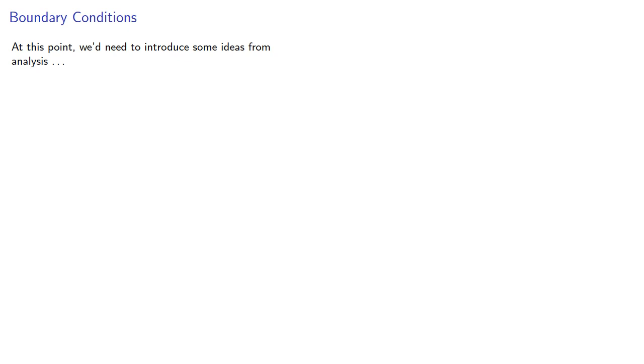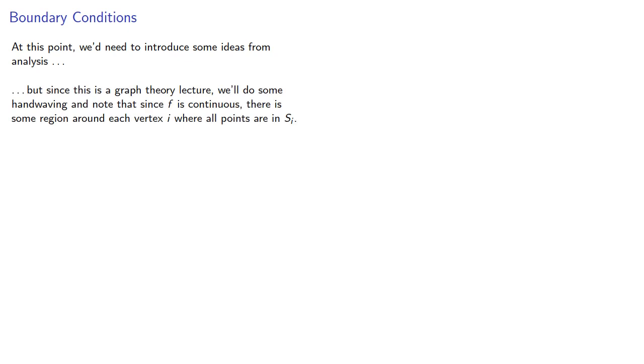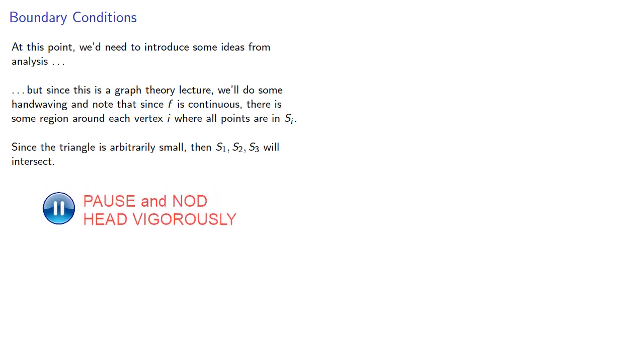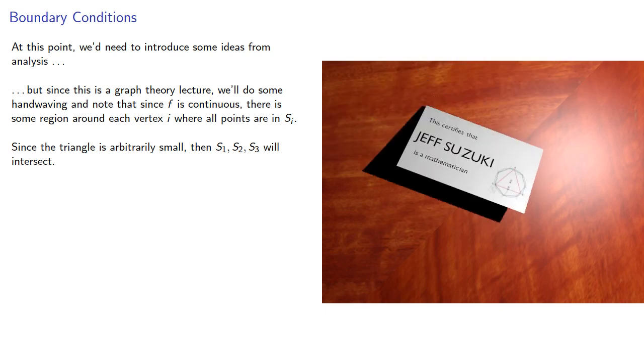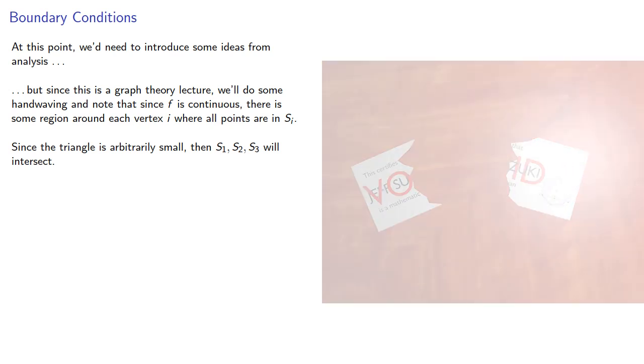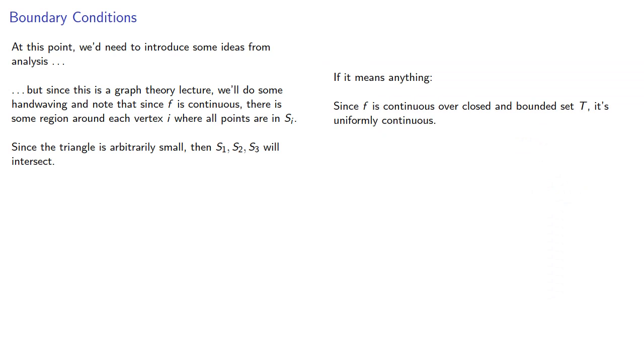Now, at this point, we need to introduce some ideas from analysis, but since this is a graph theory lecture, we'll do some hand-waving and note that since f is continuous, there's some region around each vertex i where all points are in Si. And since the triangle is arbitrarily small, then at some point, S0, S1, S2 will intersect. Now, to keep my mathematician card from being revoked, I'll point out that this is based on the idea that f is continuous over a closed and bounded set, so it's uniformly continuous. And that means we can guarantee the neighborhoods overlap at some point.